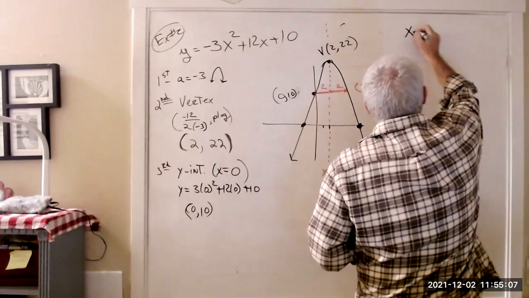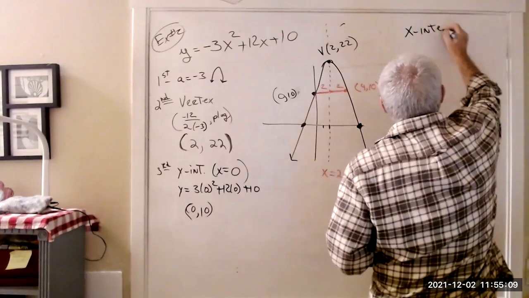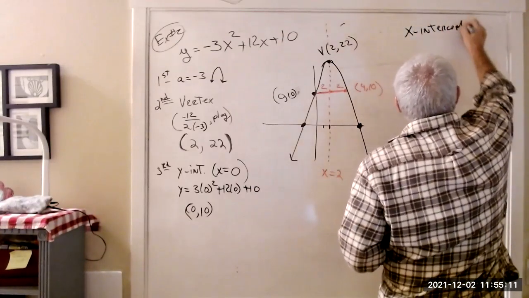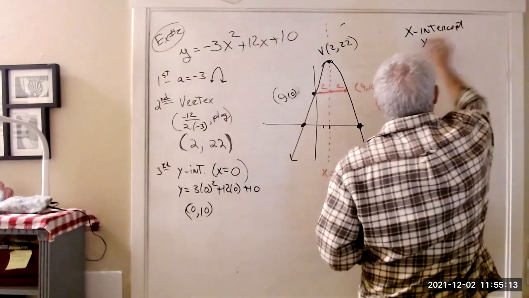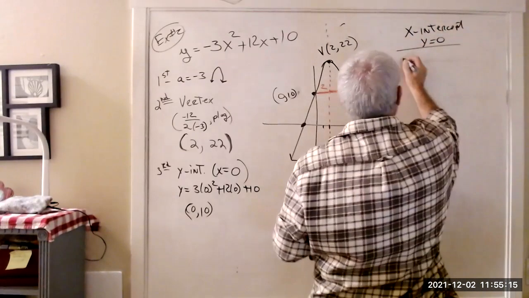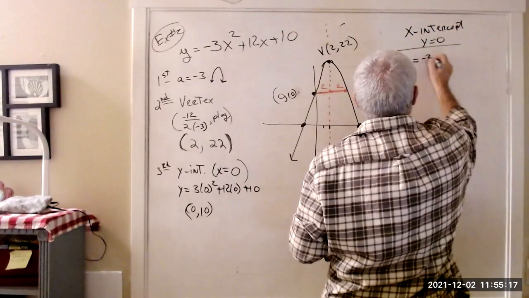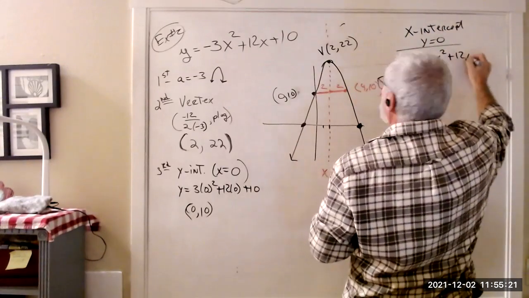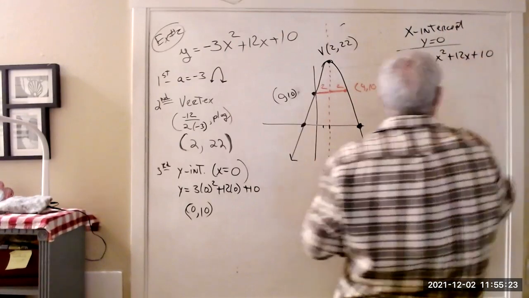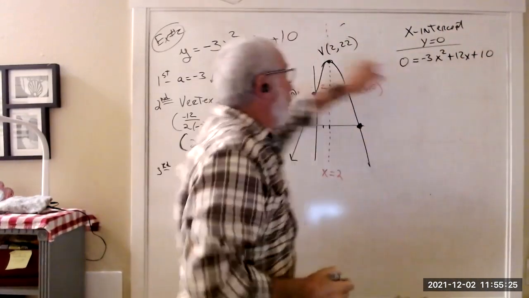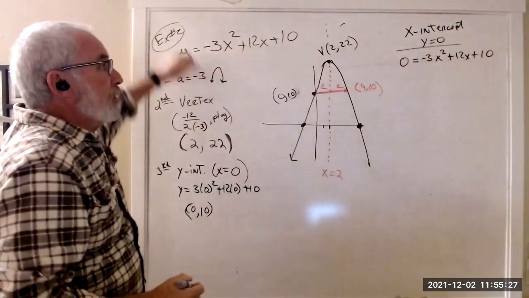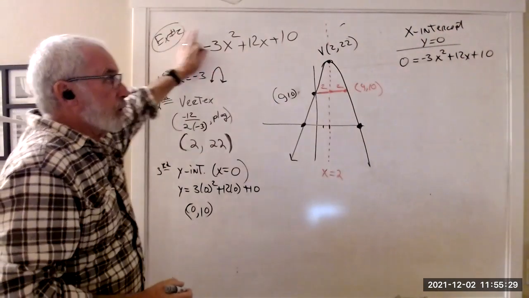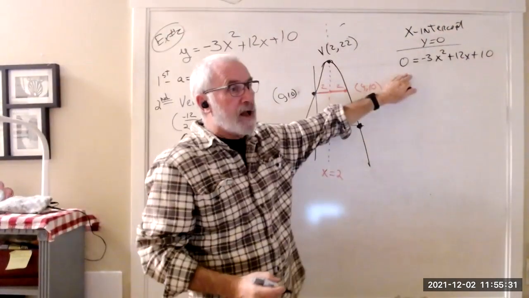So to find the x-intercepts, I set y equal to 0, which means I have 0 equals negative 3x squared plus 12x plus 10. That's what I'm solving. I'm taking this problem, setting y equal to 0, trying to solve that.